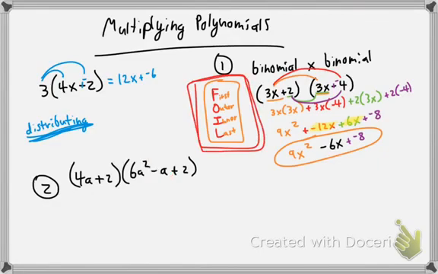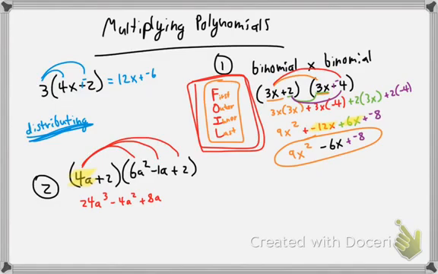little bit. So instead of following FOIL directly, I'm just going to focus on 4a. I'm going to take 4a times everything on the right. So 4a times 6a squared is going to give me 24a cubed. A 4a times a negative 1a is negative 4a squared. And then a 4a times 2 is a positive 8a, okay?